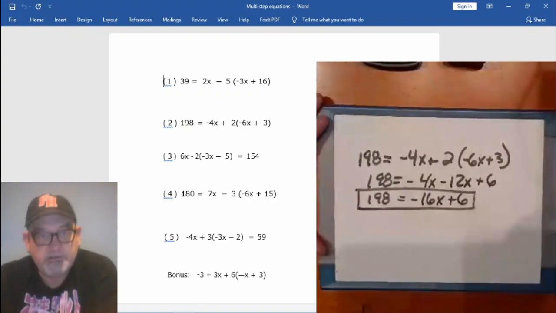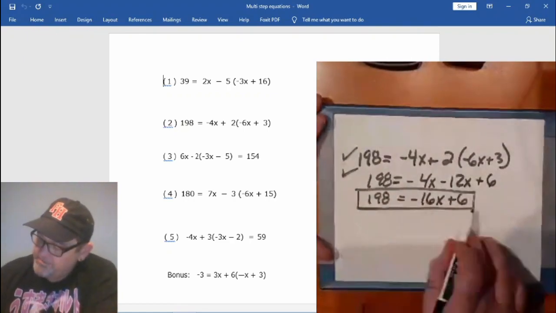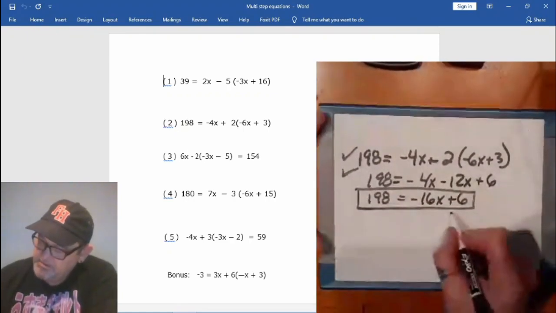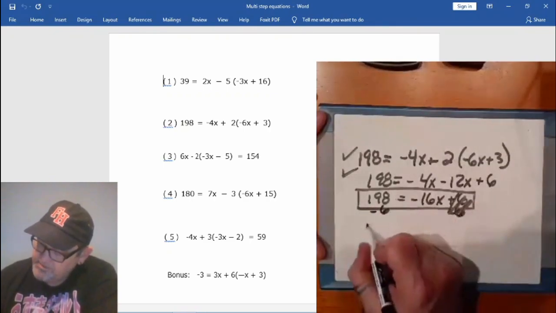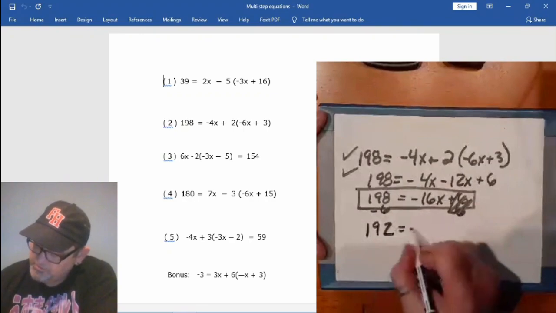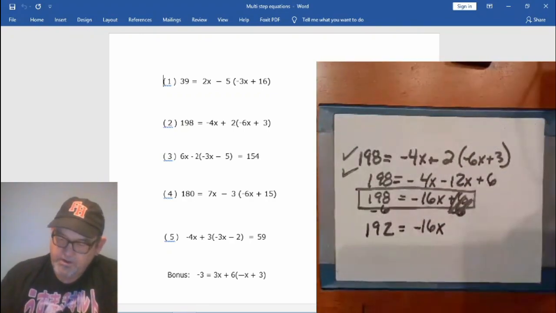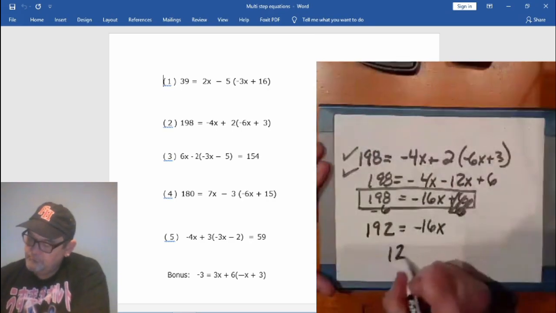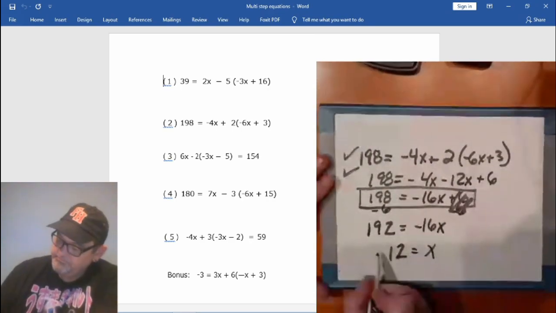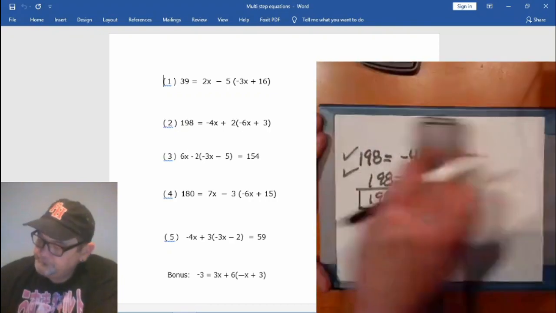There was my two-step equation. So I had two housekeeping steps to do, I got my two-step, and solving it is easy. Get rid of the add-subtract part first, minus 6 over here. So I'm left with 192 equals negative 16x. Bust out the trusty calculator. 192 divided by negative 16 is negative 12. Okay, same kind of problem as number 1.